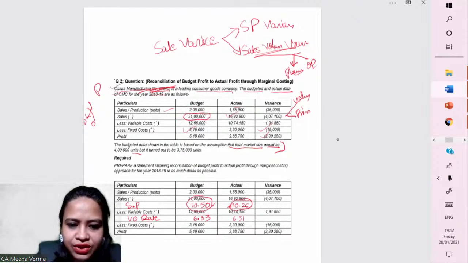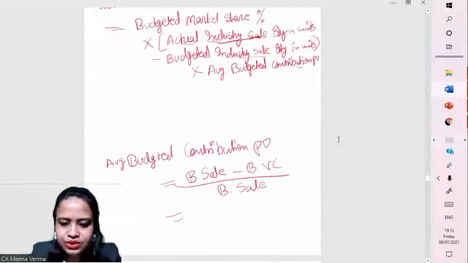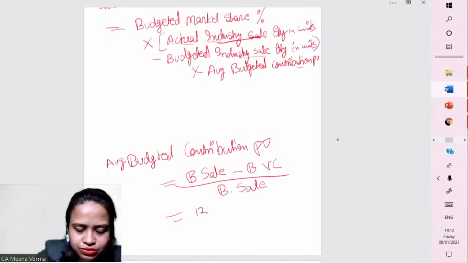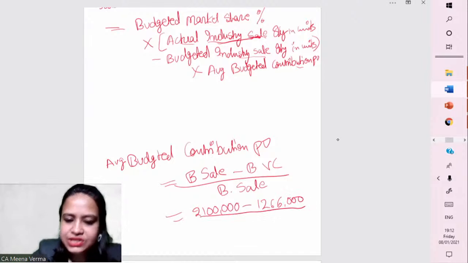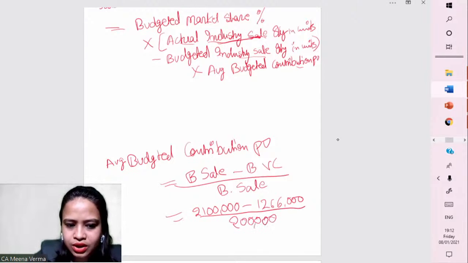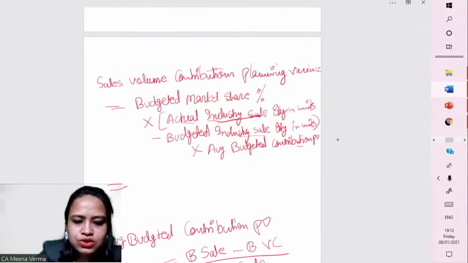Okay, what is the budgeted variable cost? This is the budgeted variable cost. If you consider both these things, you will get the budgeted contribution. So 21 lakh minus budgeted variable cost 12, divided by budgeted sale. What is the budgeted sale? 2 lakh. So this way you will get the average budgeted contribution per unit. So I hope now you can solve it very easily.